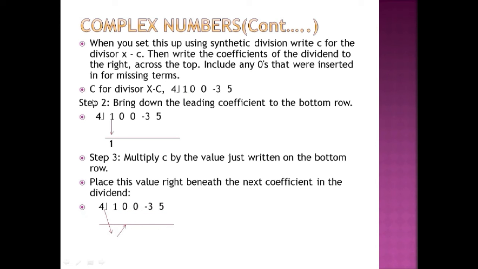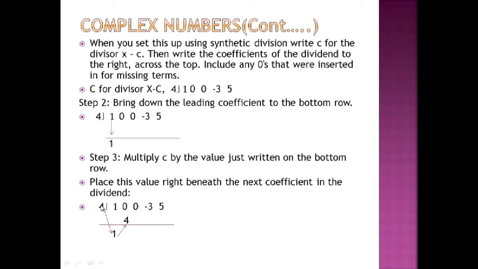Okay, now as you can see, step number 2, bring down the leading coefficient to the bottom row, and we have already arranged the equation above. Then we drop down the first coefficient to the bottom row here. Step 3, multiply c by the value just written on the bottom row and place this value right beneath the next coefficient in the dividend. We have dropped down the first coefficient, as you can see.